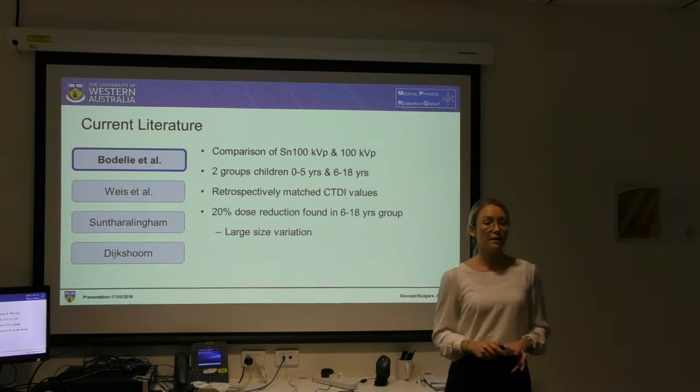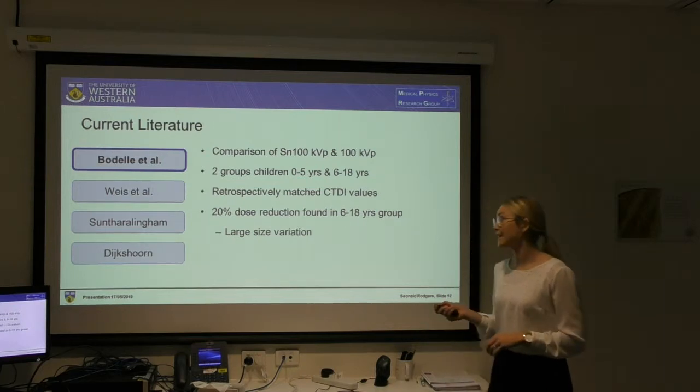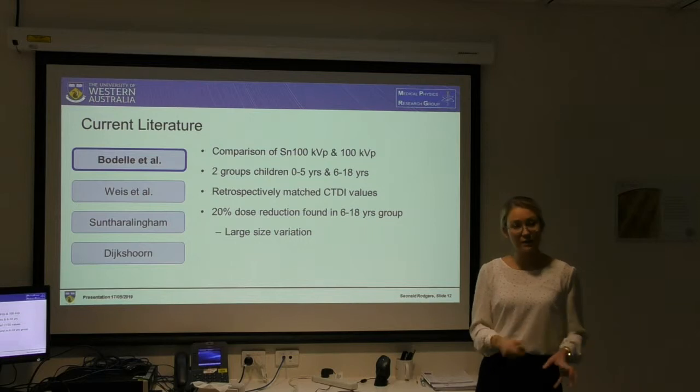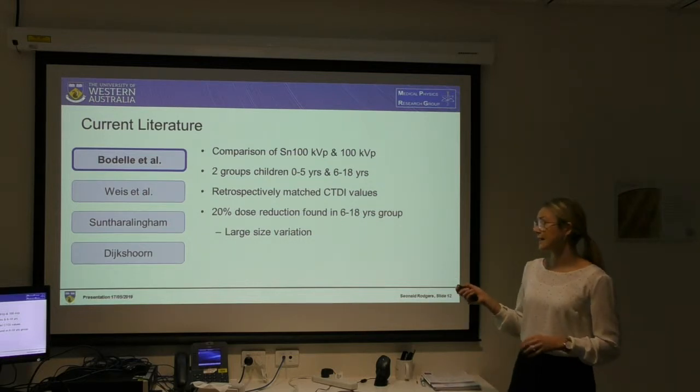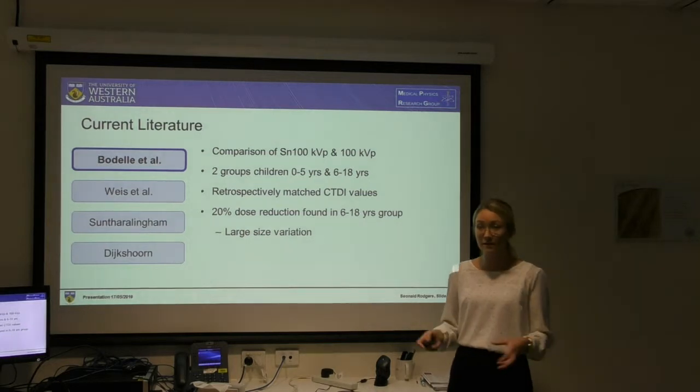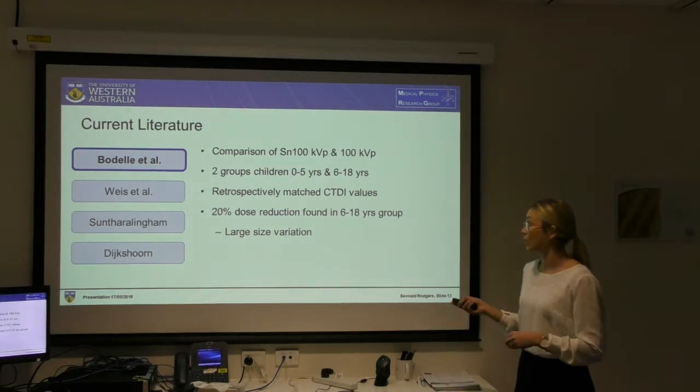Although this study did not aim to quantify the dose reduction potential, they did find that the dose was reduced using the tin filtration for the age group 6 to 18 years. However, this can be explained by the large variation in patient sizes and not by the tin filtration alone.